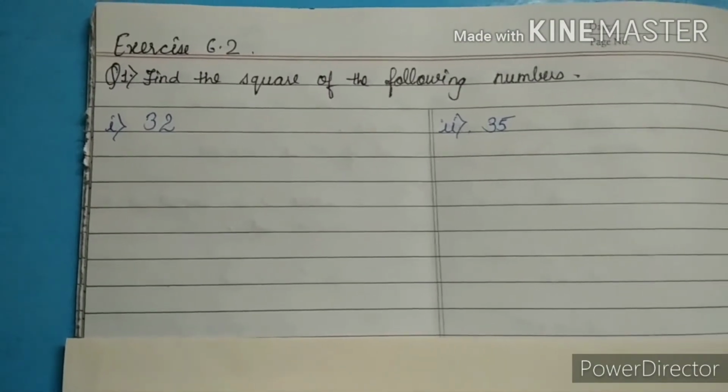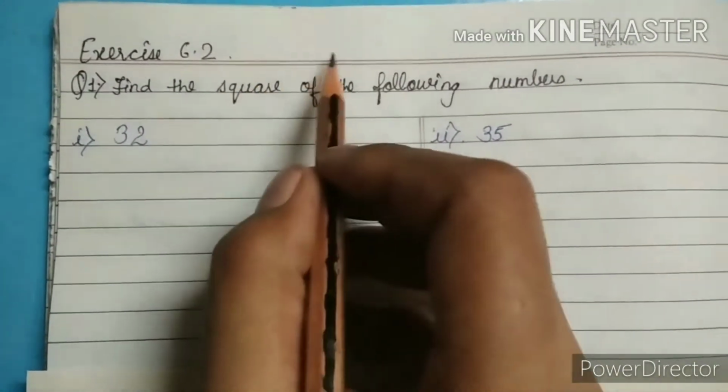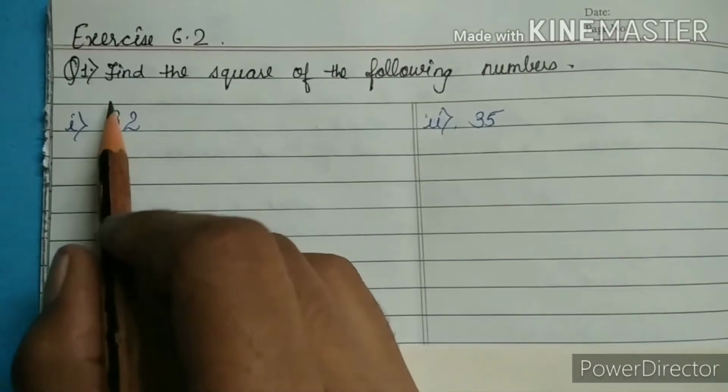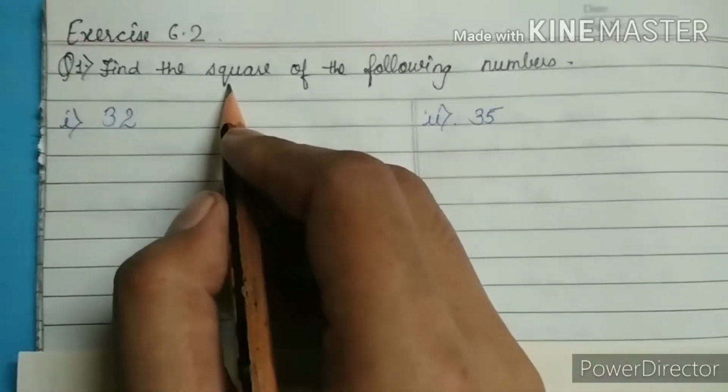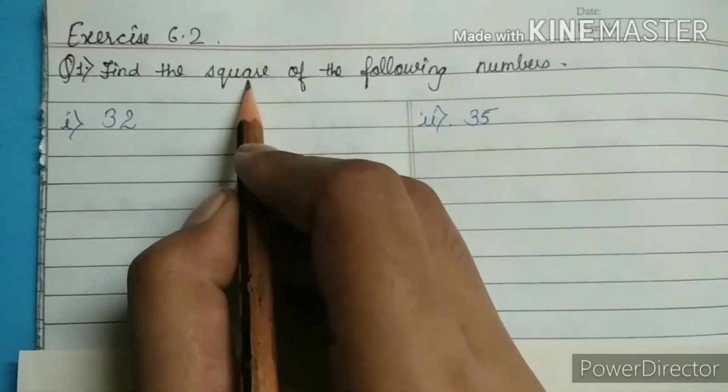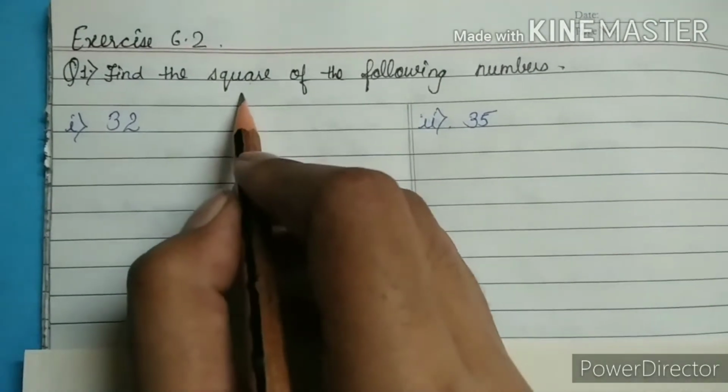In this video we will do exercise 6.2 of class 8th. Its first question is: find the square of the following numbers. So what is the meaning of square? When we multiply any number 2 times, we get its square.